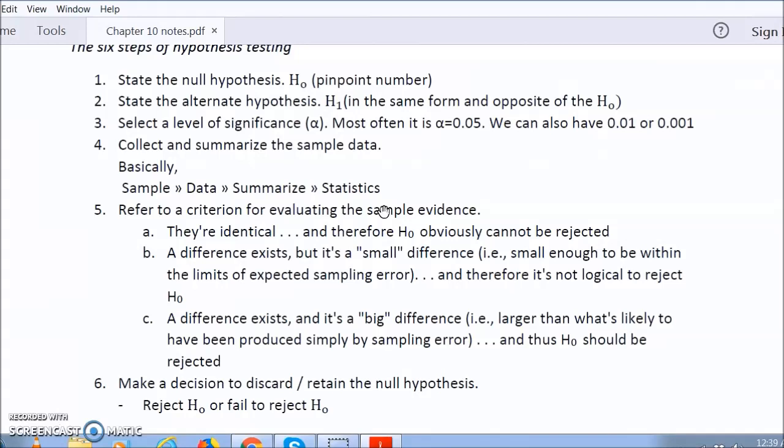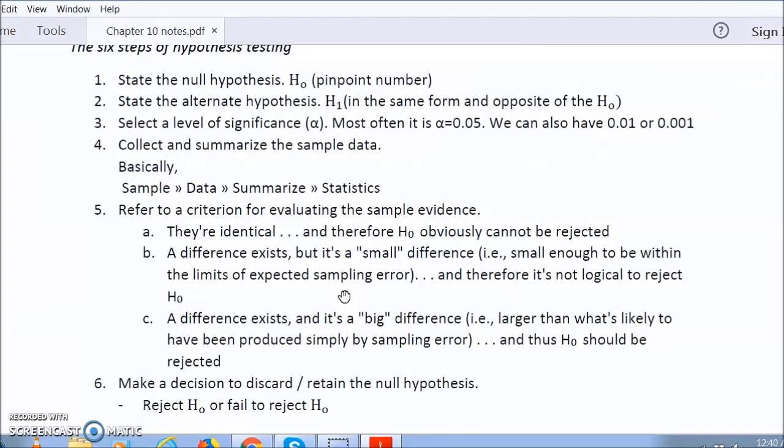So if they are identical, that means the value that you collected matches up with the level of significance, obviously your null hypothesis cannot be rejected. If a difference exists but it is small and within the sampling error, then once again you cannot reject the null hypothesis.